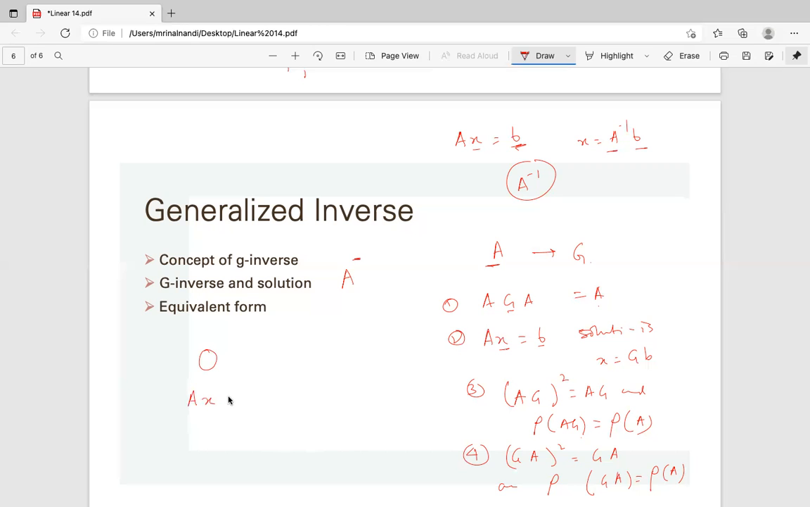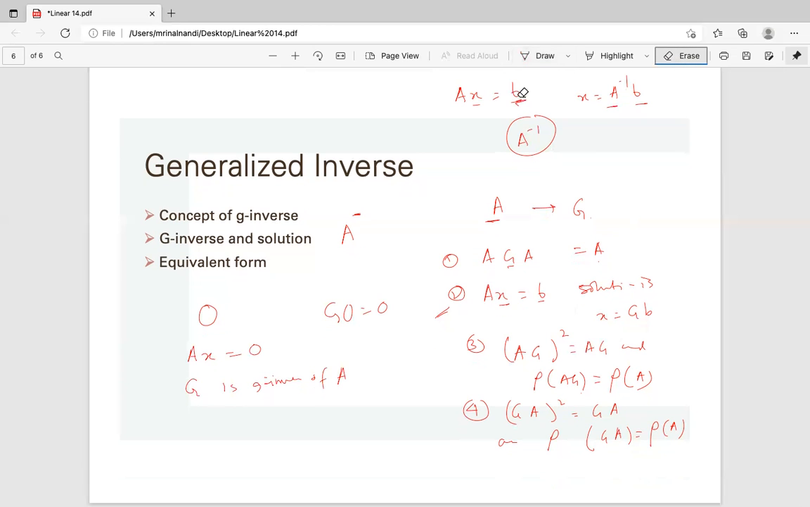Actually, you can find the general solution also. If G is a G inverse of A, then what are the solutions? You know that 0 is a solution, and from this G inverse, G0 is 0. So we know that 0 is a solution, and this does not help you. For Ax equal to B, the solution is X equal to GB. That does not help you either, because you will get 0 there, and 0 is a solution. There is no need of G inverse.